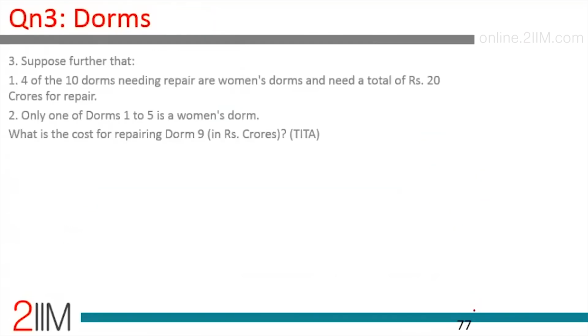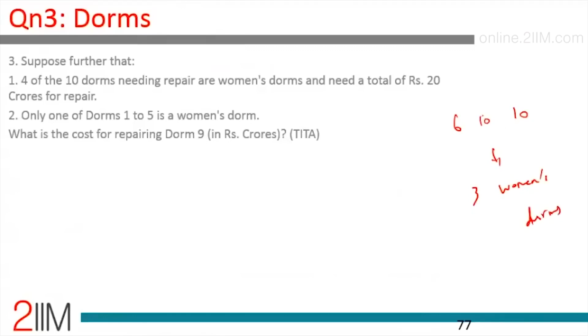Suppose further that 4 of the 10 DOMs needing repair are women's DOMs and need a total of 20 crores for repair. Only one of DOMs 1 to 5 is a women's DOM. What is the cost of repairing DOM 9 in rupees crores? Only one of DOMs 1 to 5 is a women's DOM. So in 6 to 10, there should be 3 women's DOMs.